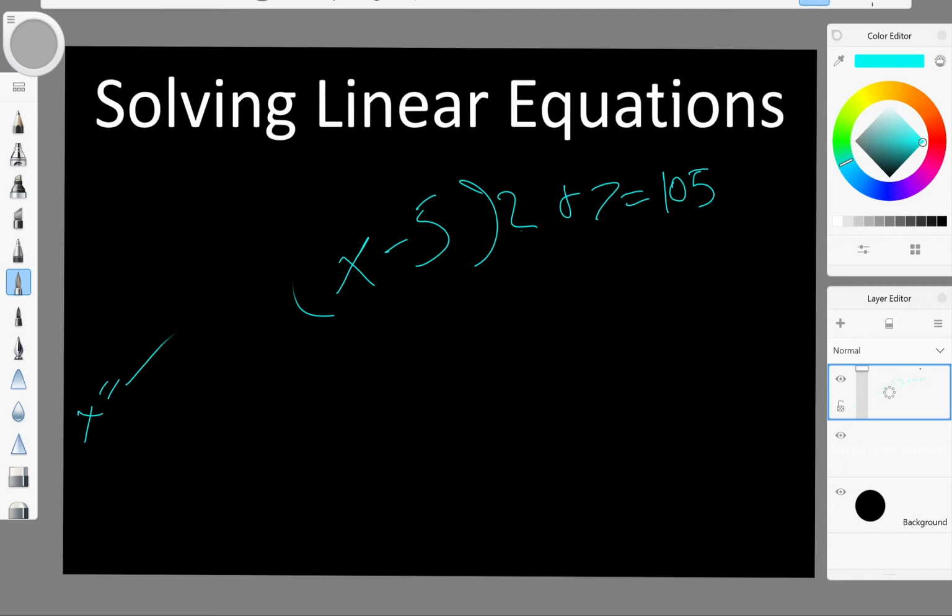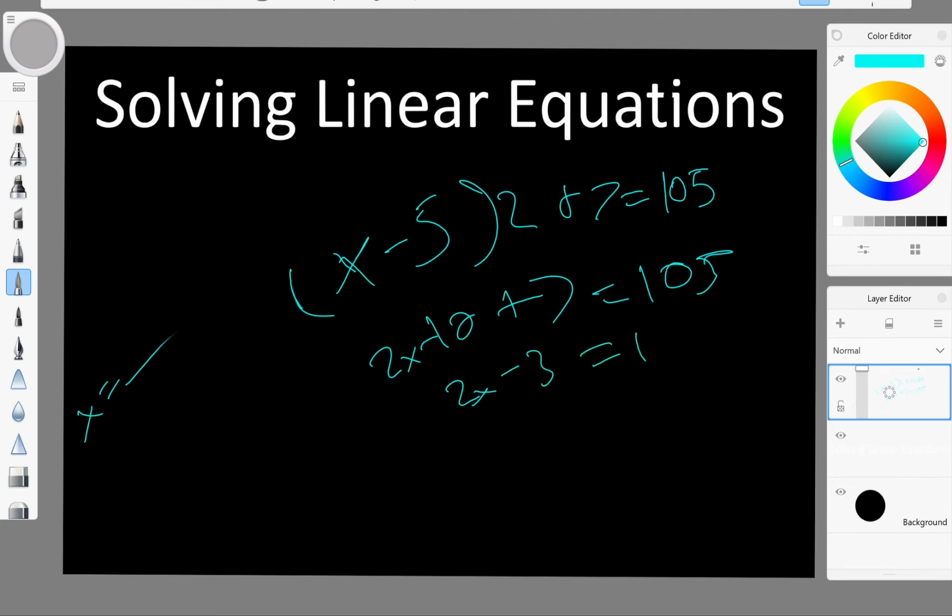So since parentheses comes first in order of operations, since we don't know the values of x, we're going to distribute. So it's going to be 2x minus 10 plus 7 equals 105, which is nice. And then you always want to get common terms together. So 2x minus 3 equals 105.